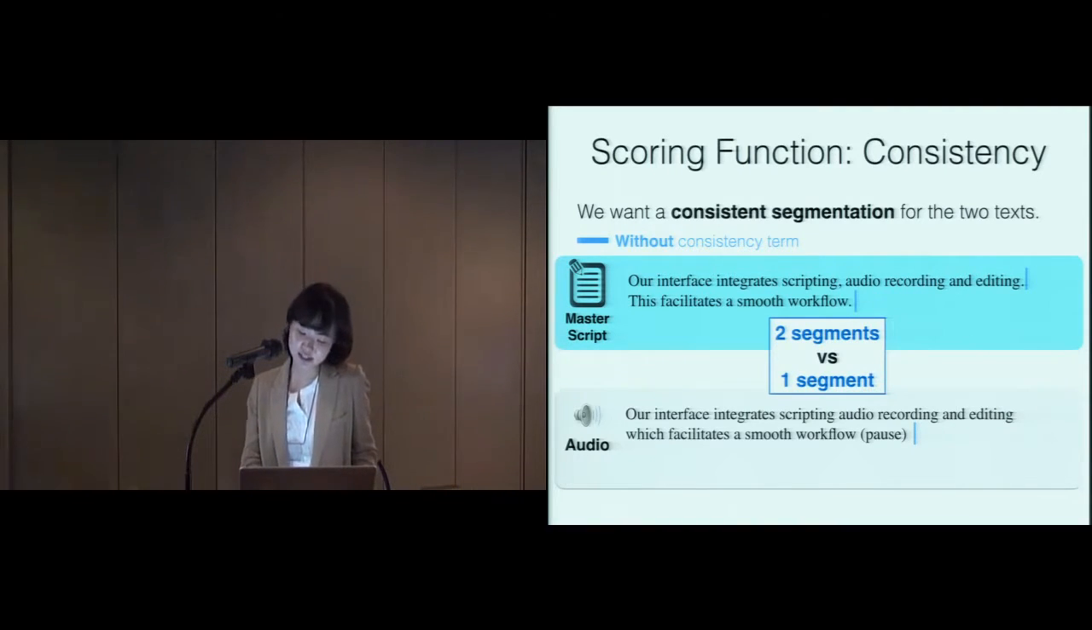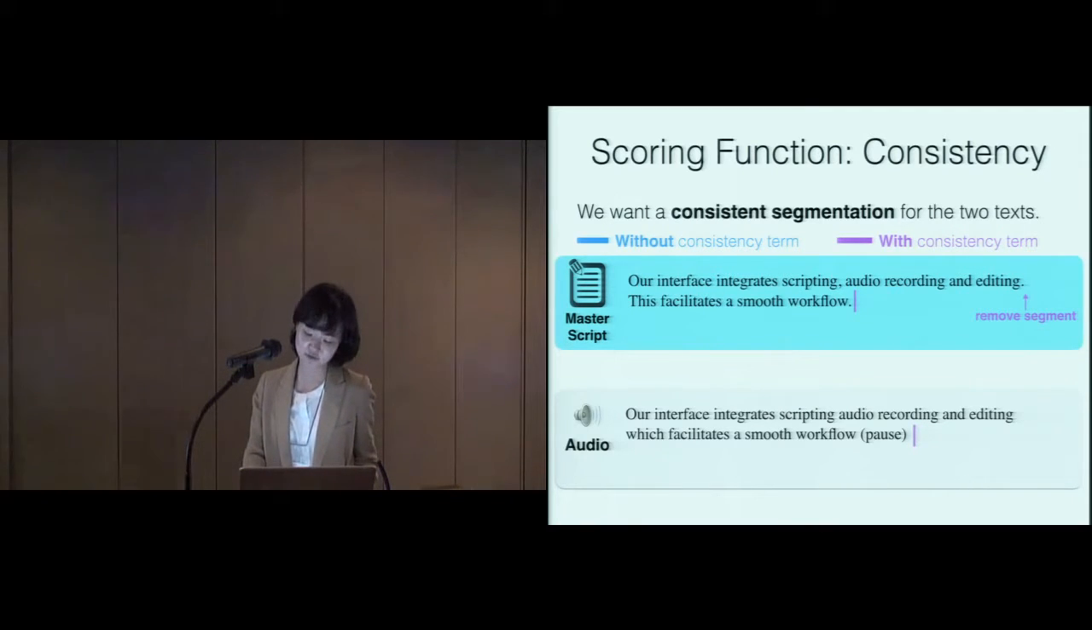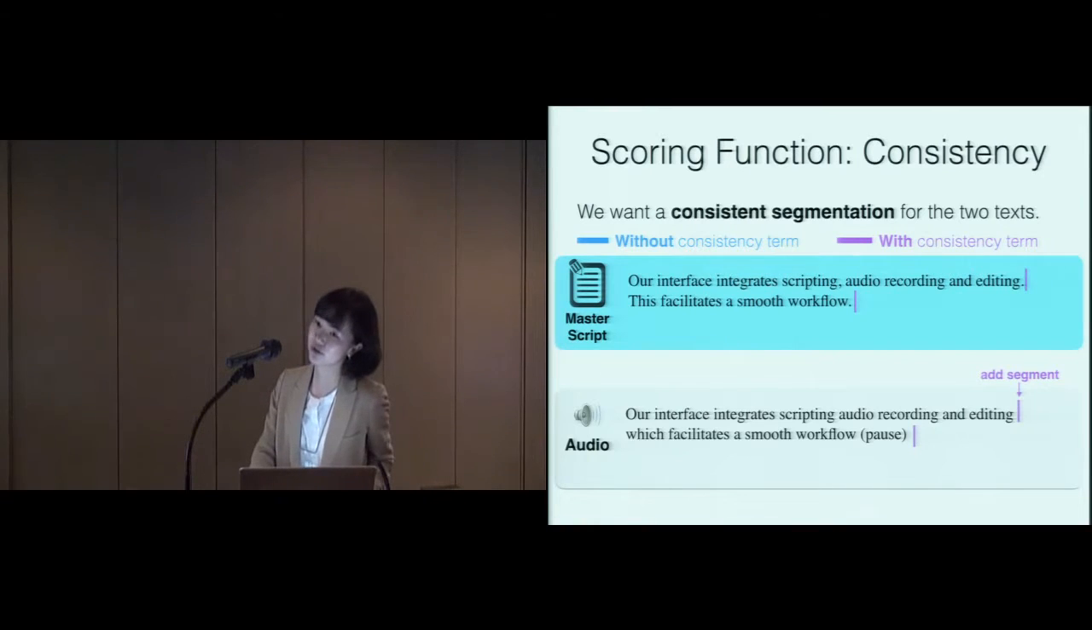So by preferring consistent segmentation, we can either remove one of the segment boundaries from the master script or add a segment boundary to the audio transcript. Which one of these alternatives we take is determined by how much importance we put on the punctuation versus the silent gaps.